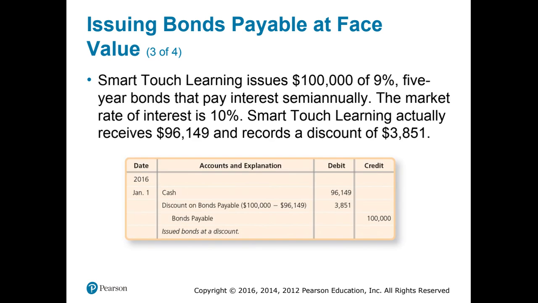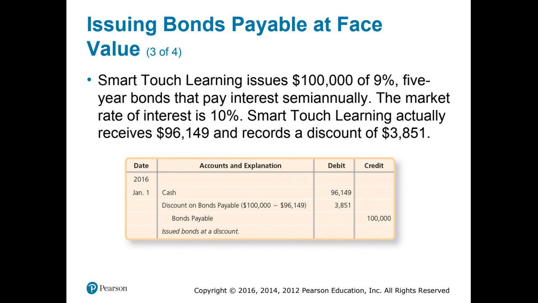Next, Smart Touch Learning issues 100,000 9% 5-year bonds that pay interest semi-annually. The market rate of interest is 10%. Smart Touch Learning actually receives $96,149 and records a discount of $3,851. So we're going to debit cash for the $96,149. We're going to debit our discount on bonds payable for the $3,851 and credit our bonds payable account.